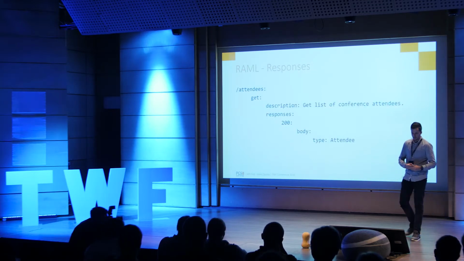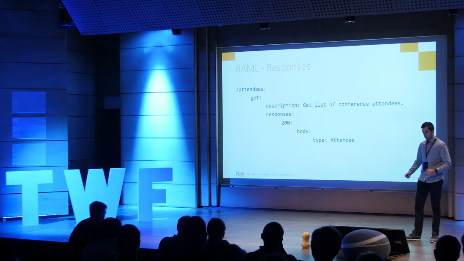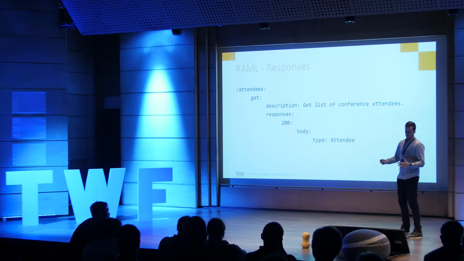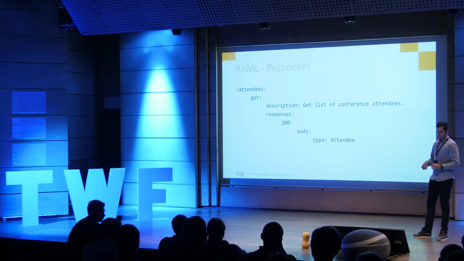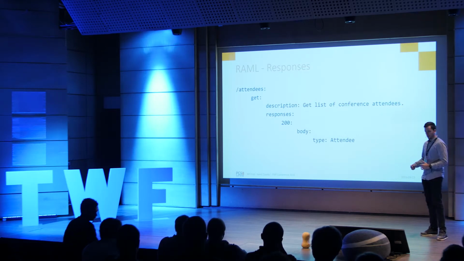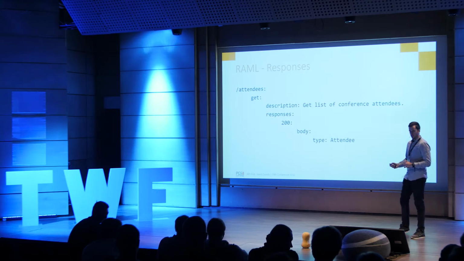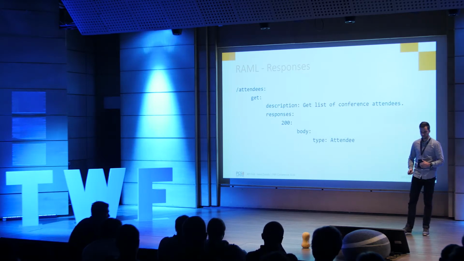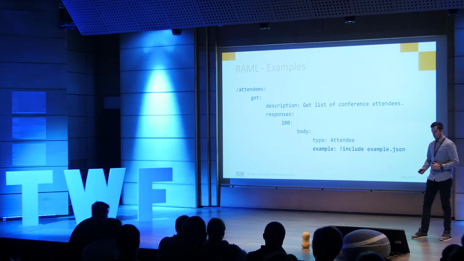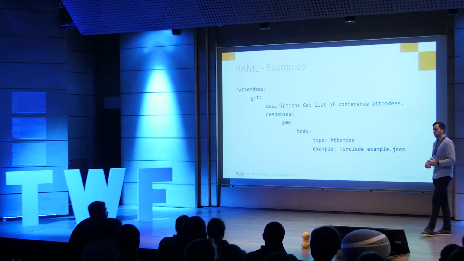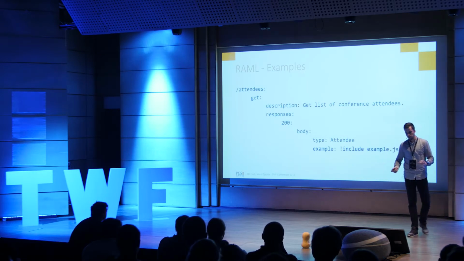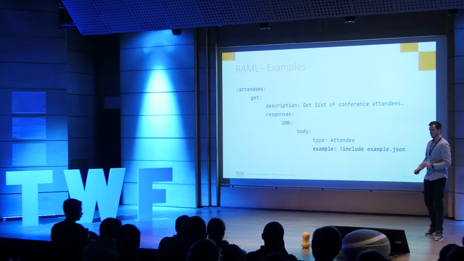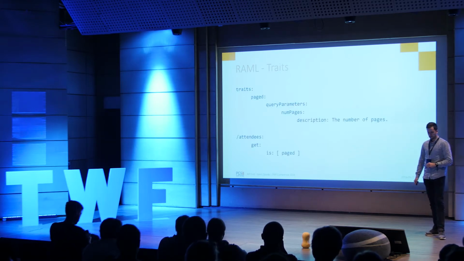So let's focus on the get method, and we can add some helpful description, and you can also define details of the response of this request. So the response has a status 200. This is an OK status, and I also define the type of the response, and this is the type of the attendee. I can also add some example, and RAML allows us to include some external files with dummy data. Here, the file example.json has a dummy list of conference attendees.